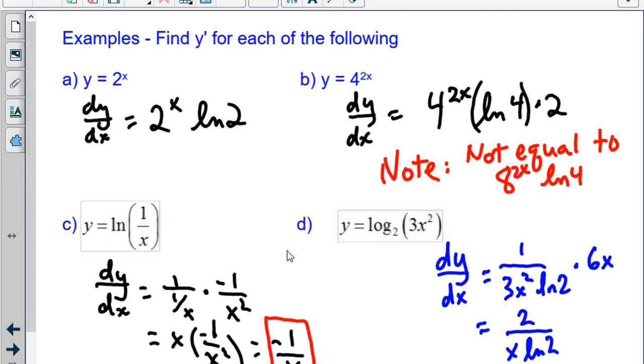Note that in letter B, when you do the chain rule and you have that times 2, you cannot multiply that to the 4 to the 2x. So you cannot make it equal to 8 to the 2x times natural log of 4.